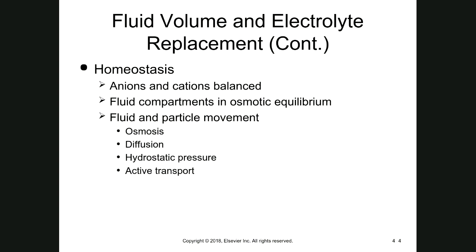Two principles stand out considering homeostasis in fluid and electrolyte balance. The first is that the anions and cations are balanced within each compartment, which remain electrically neutral. The second principle is that the fluid compartments remain in osmotic equilibrium, because the movement of the fluid and the particles between the compartments is controlled by a number of processes, including osmosis, diffusion, hydrostatic pressure, osmolarity, and active transport.